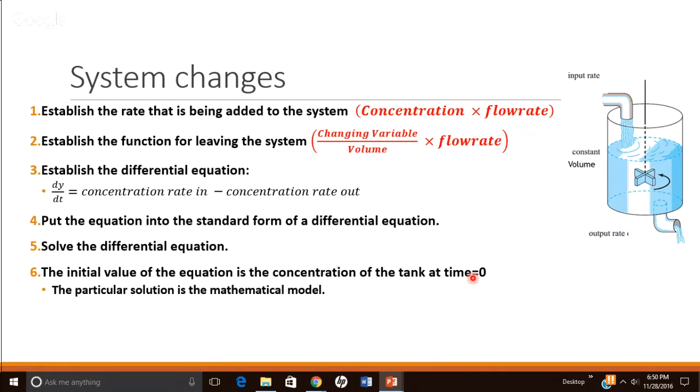So before we start the mixing process, the particular solution in this case is the mathematical model. Once we solve this and solve for the constant C, the arbitrary constant, we now have a mathematical model. We should be able to identify how much sugar, salt, pigment, whatever it is we're looking for, in that tank at any given time.